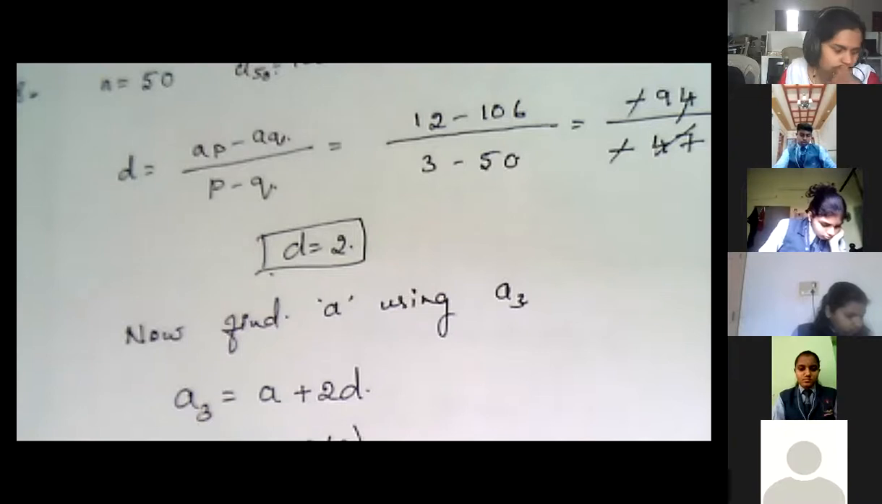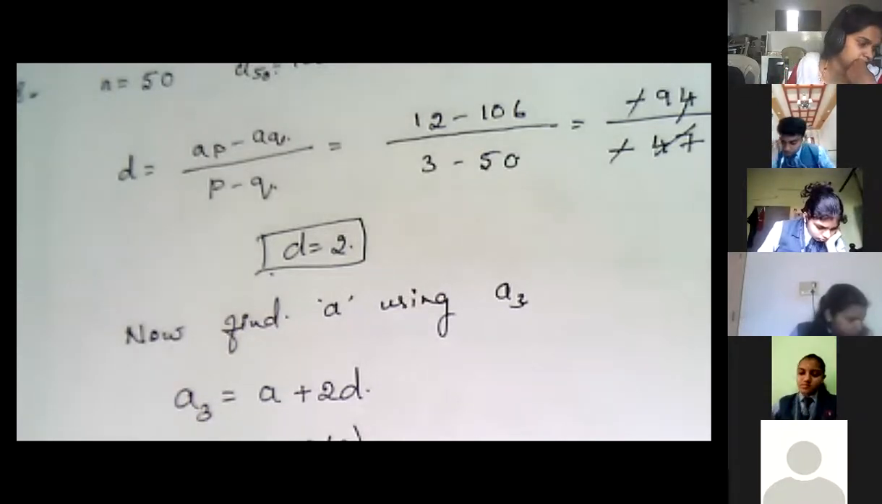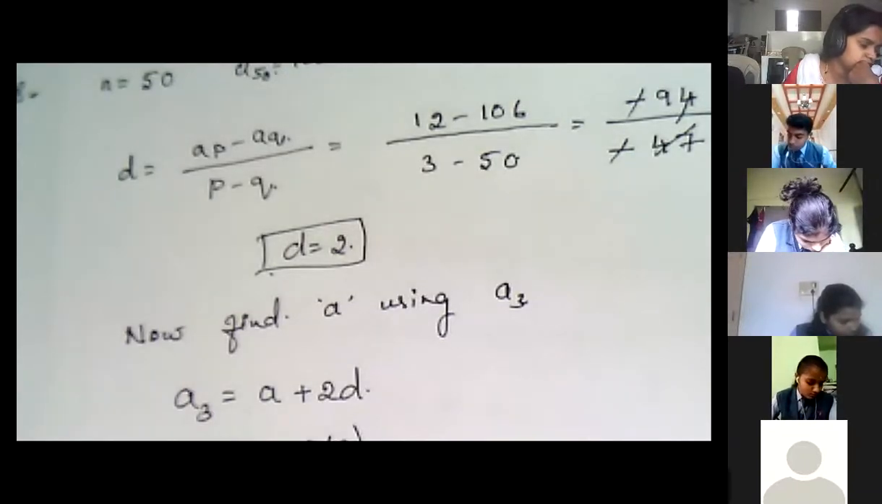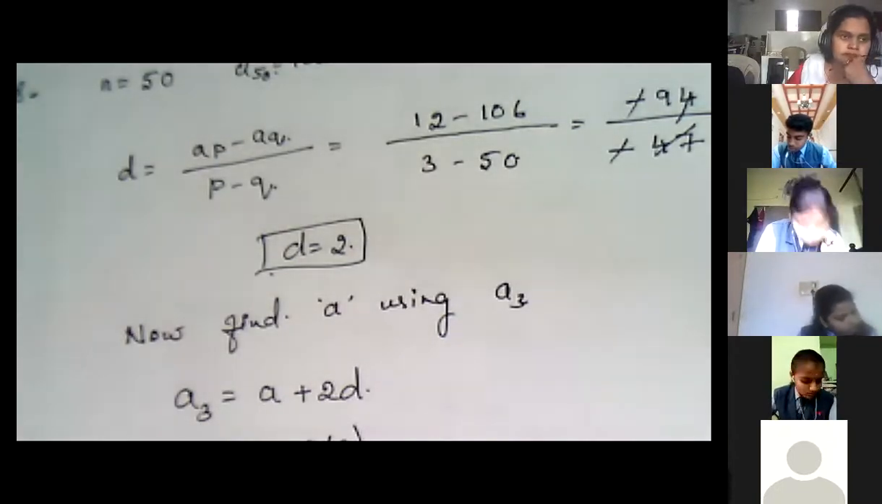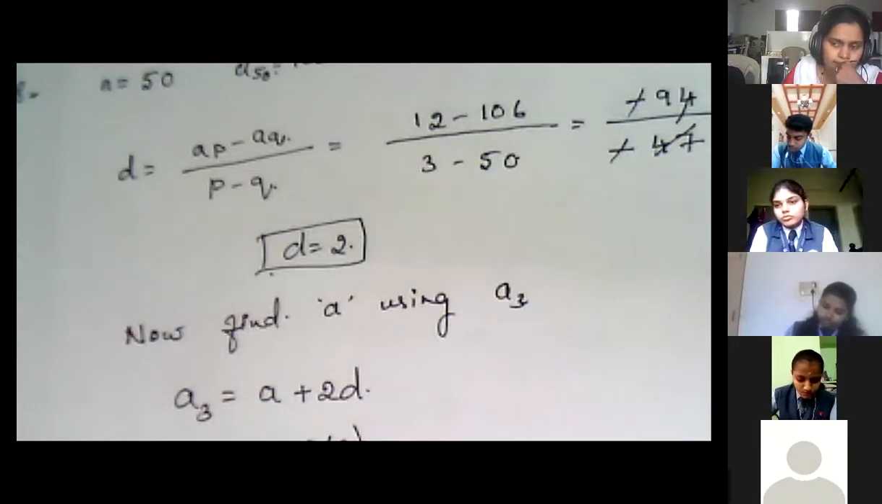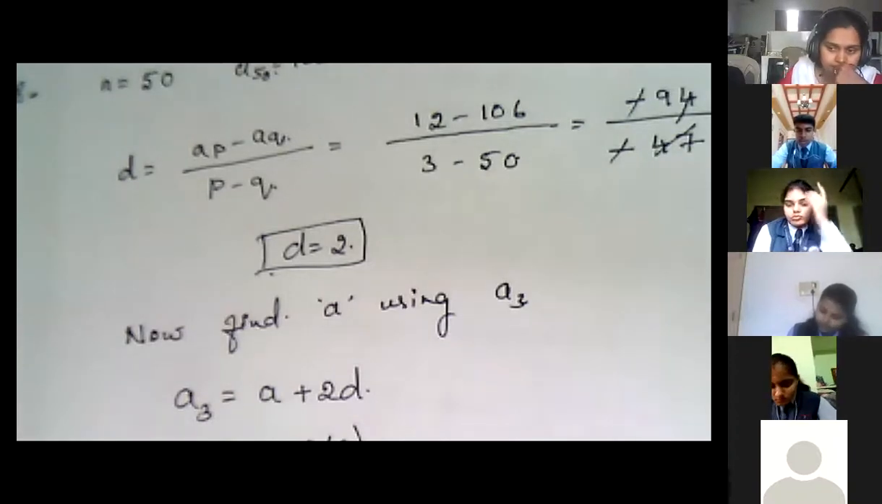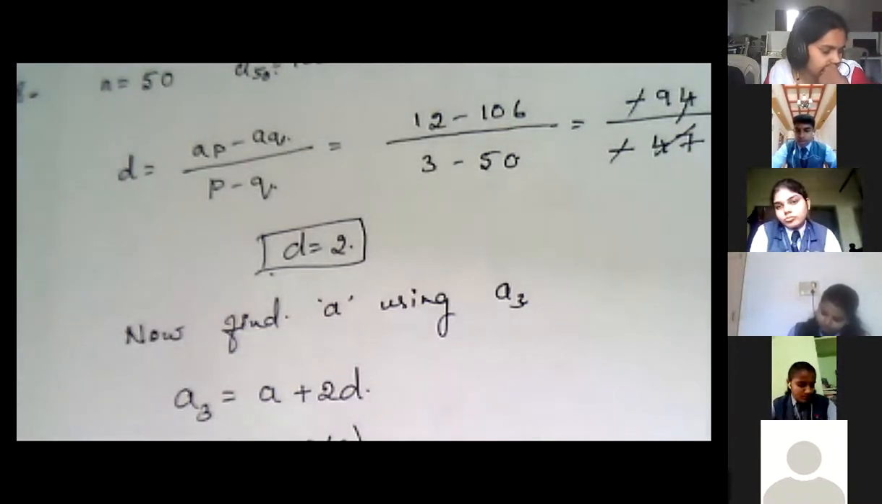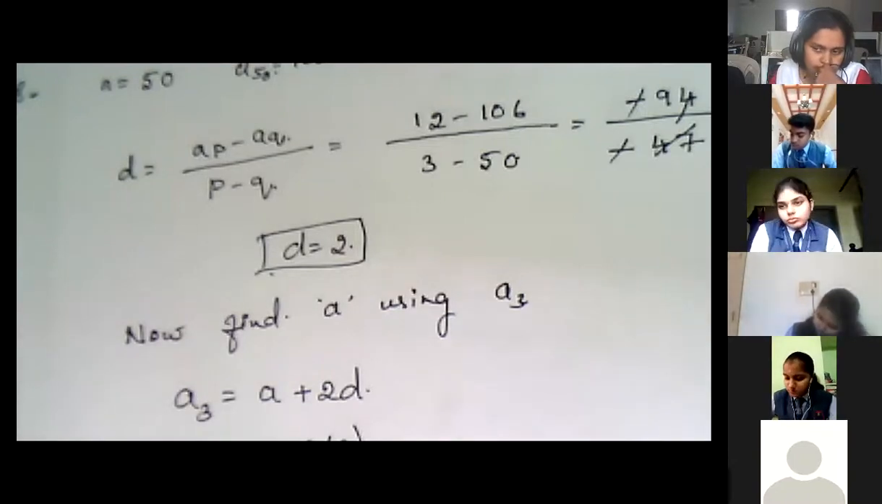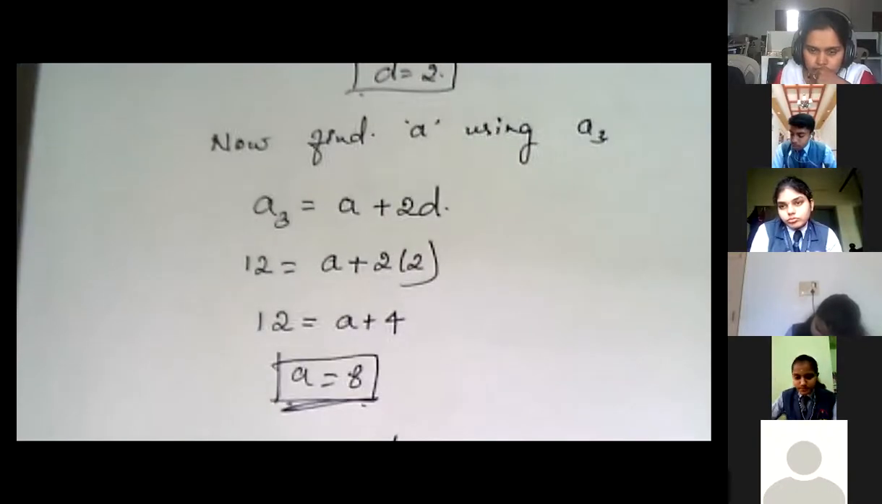I want you to try the 9th one. The 3rd and the 9th term of an AP are 4 and -8 respectively. Which term of this AP is 0? Already they have given AN. We need to find N. Once you get D and A, use the formula AN and find N over there. Easily you can.